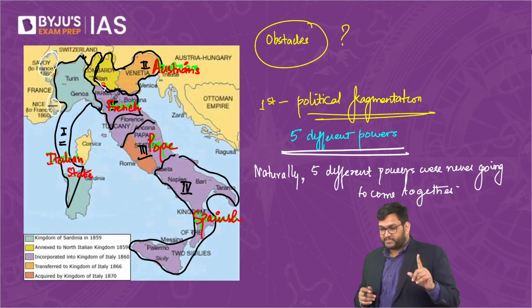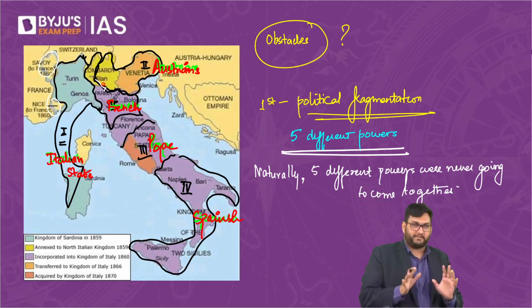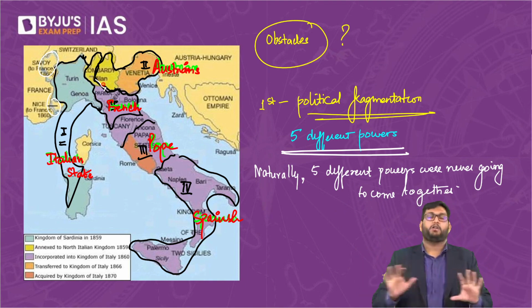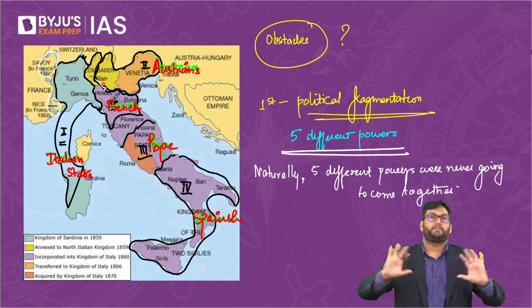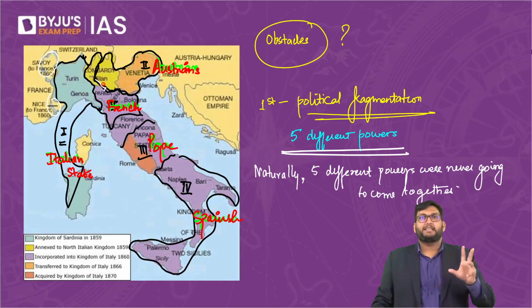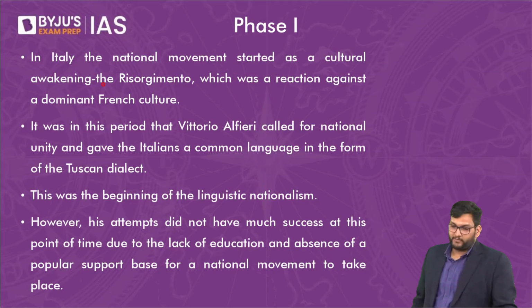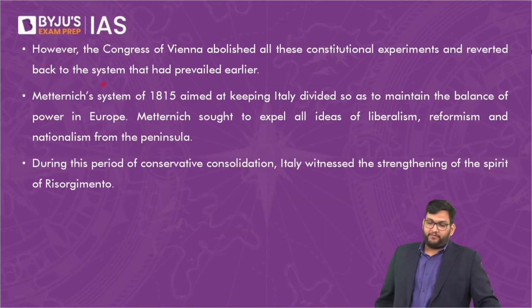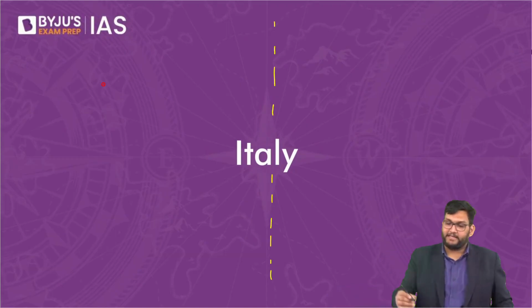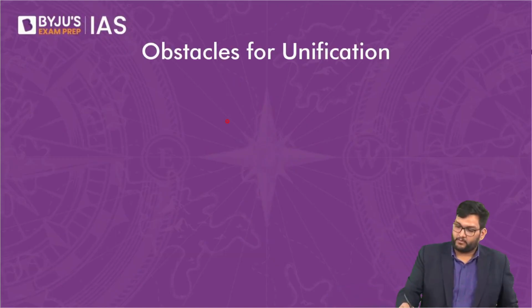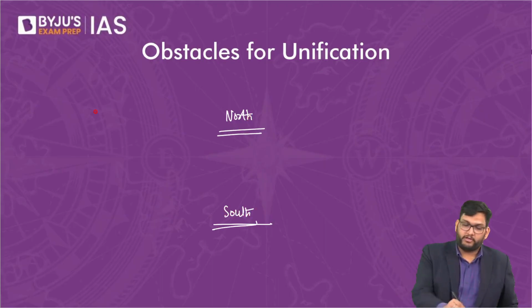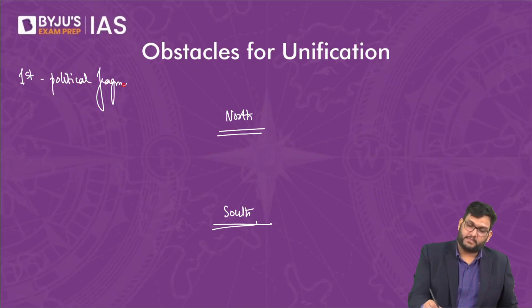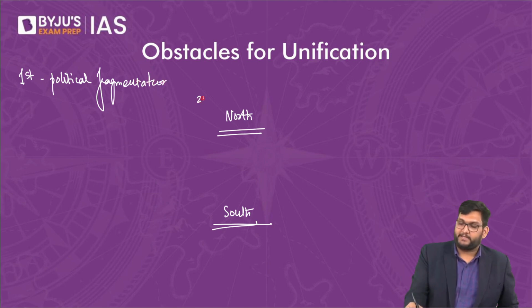So the first obstacle is very simply that all of them are divided amongst 5 different powers. Now, culturally, they may be similar, but there is one more issue. I want to talk about that. Now, if I divide Italy into 2 parts, north and south, there's one more division. First is political fragmentation. The second is cultural.